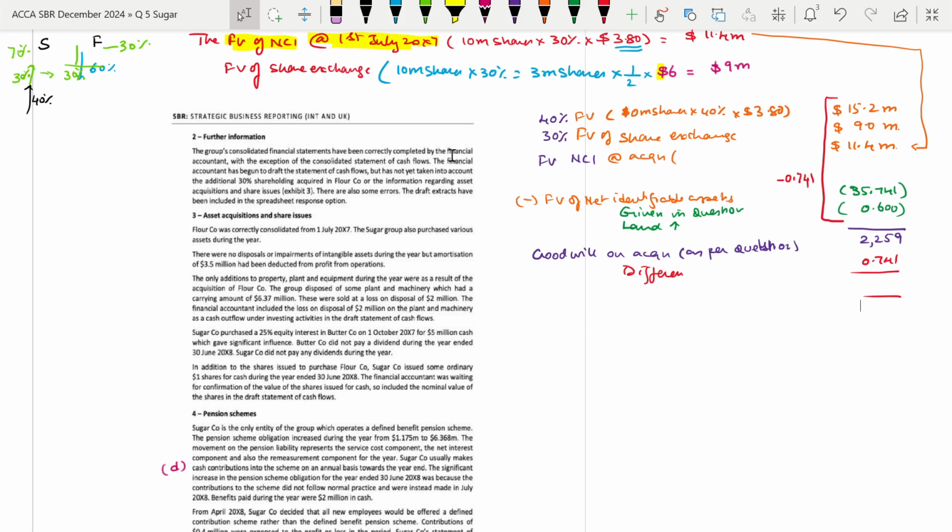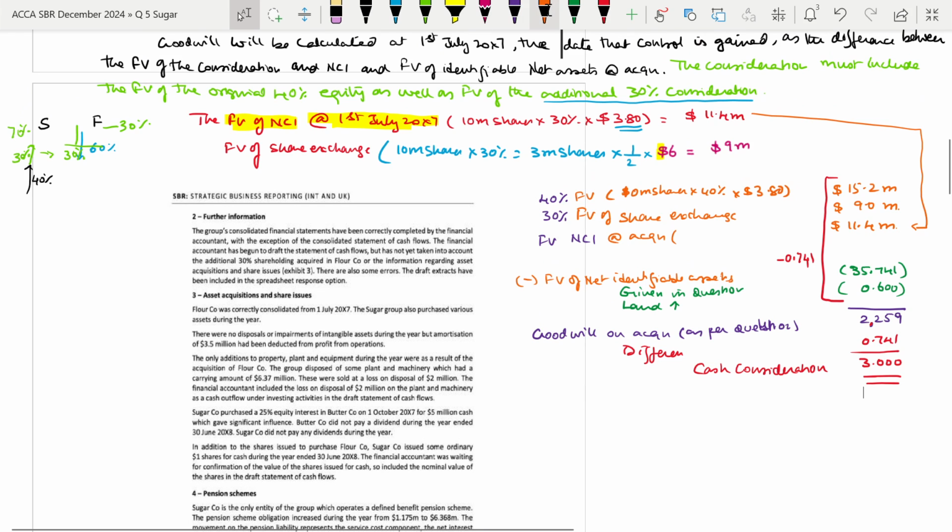Plus 2.259. It comes to how much? 2.259 plus 0.4. How much will you get? 3. This is the cash consideration. Understand? This they have not written here. Cash they have not written here. It is a question mark. Now you put cash here. You put cash here of 0.741, you will get the goodwill.